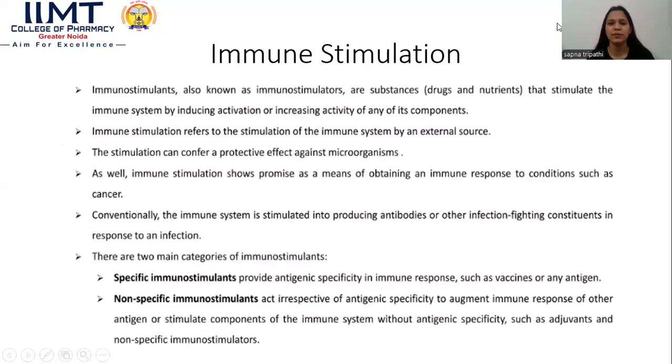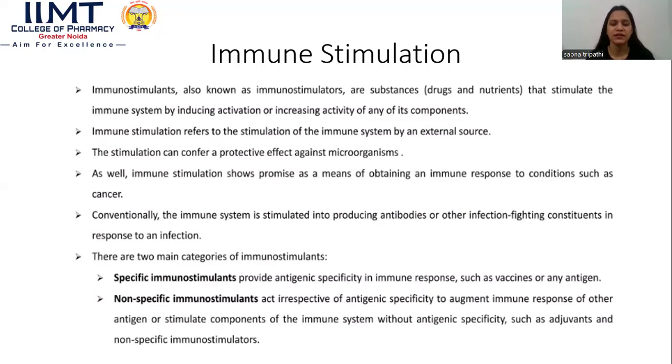Next comes the next topic, immunostimulants. Immunostimulants are also known as immunostimulators. These are substances that stimulate the immune system by inducing activation or increasing activity of any of its components. Immune stimulation refers to the stimulation of the immune system by an external source. This stimulation can confer a protective effect against microorganisms. As well, immune stimulation shows promise as a means of obtaining an immune response to conditions such as cancer. Conventionally, the immune system is stimulated into producing antibodies or other infection-fighting constituents in response to an infection.